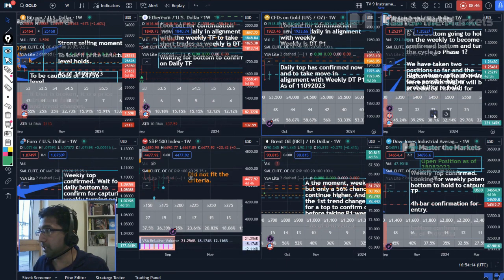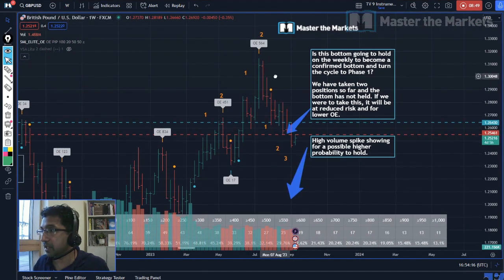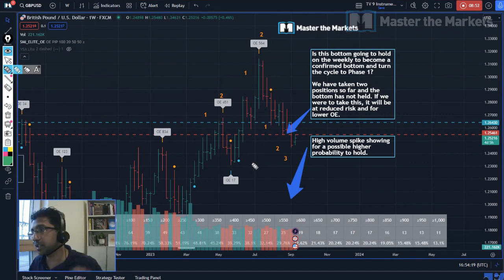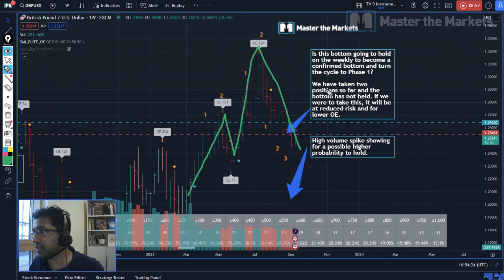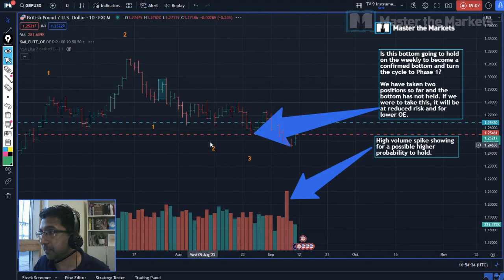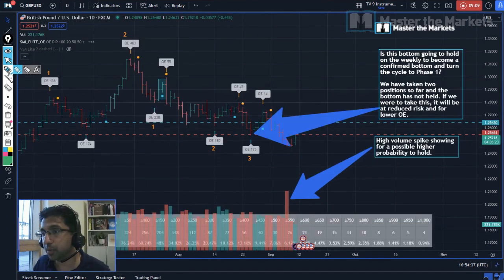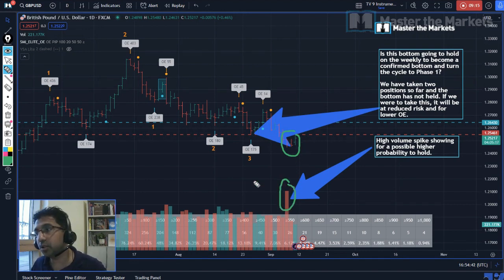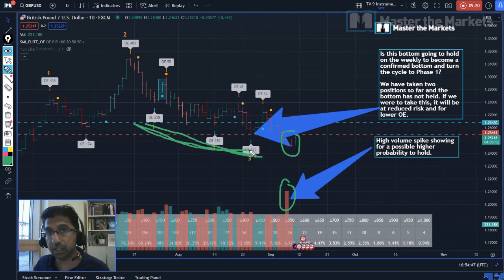Coming into cable at the moment, what do we have? Cable is interesting because at the moment it's an uptrend phase 2. We've taken 2 positions on this so far, as I've said over here, but in both of them the bottom hasn't held. And we had another bottom over here as well, a potential bottom. If this confirms, then we've got another bottom with a big volume spike. My only concern is there have been 3 bottoms, none of which has turned into a weekly bottom yet, and now this one will be the 4th.